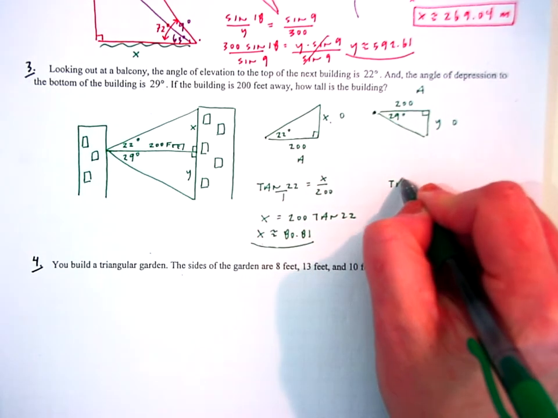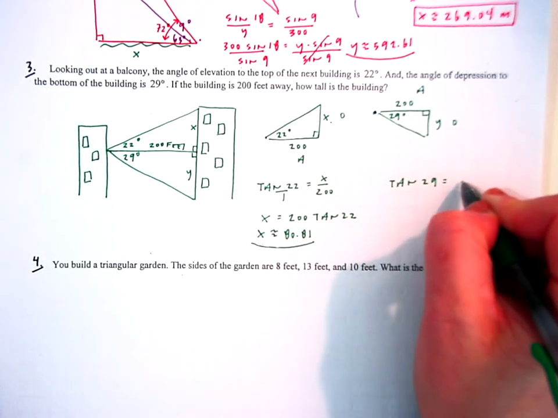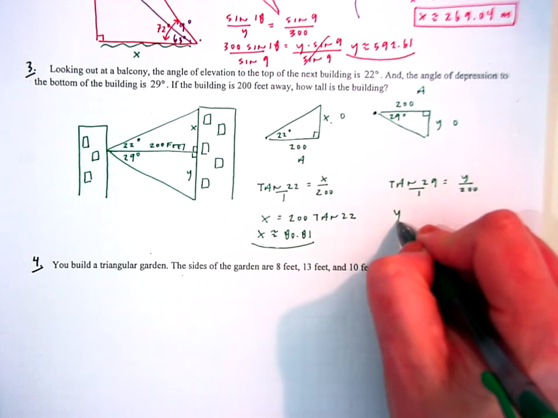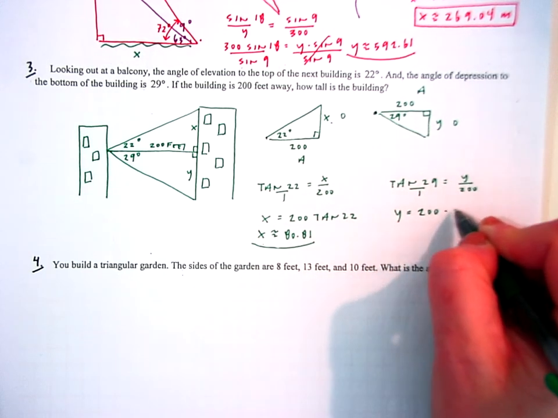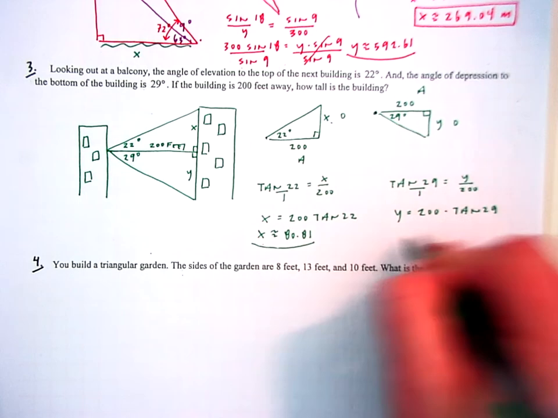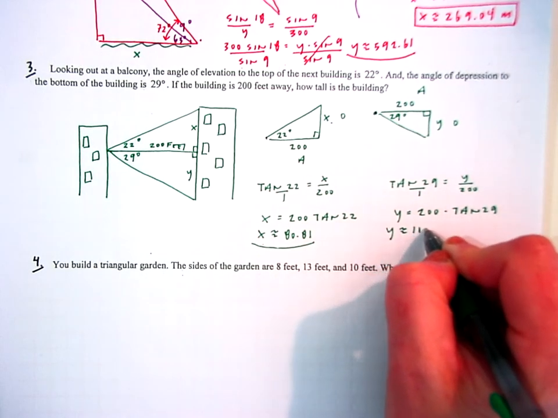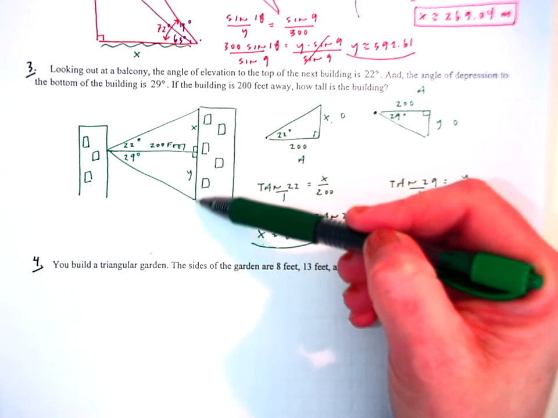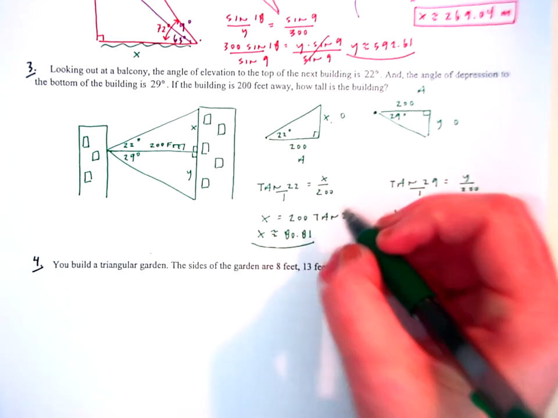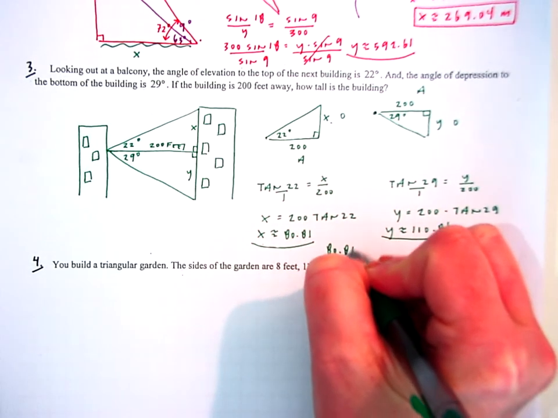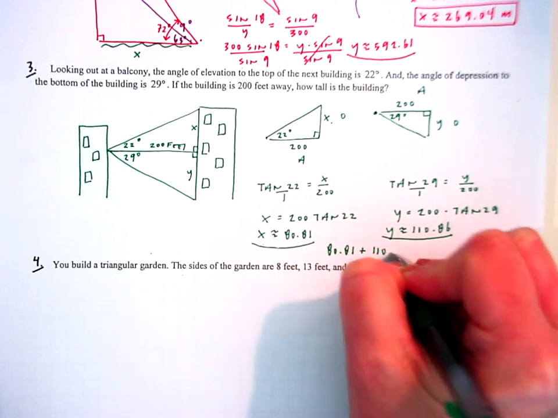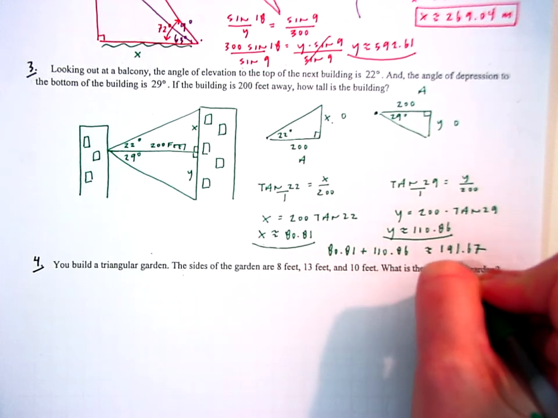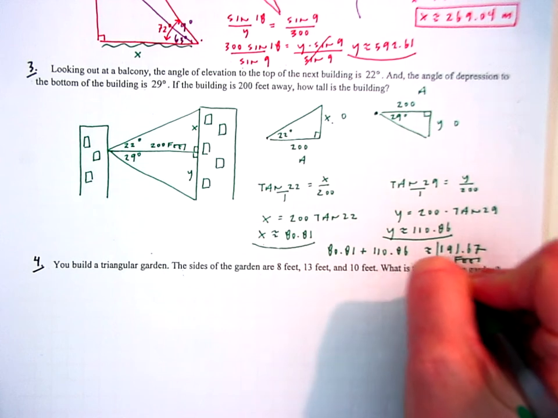Okay, over here for the second one, from right here, I have an opposite and an adjacent. So again, I'm using tangent. Tangent 29 equals y over 200. There's my proportion, cross multiply, and y equals 200 times tangent 29. So y will be about 110.86. So again, I want the full height of the building, so I have to add the x and y together. So I have to add that 80.81 and the 110.86, which will get me 191.67 feet total, which would be the height of my building.